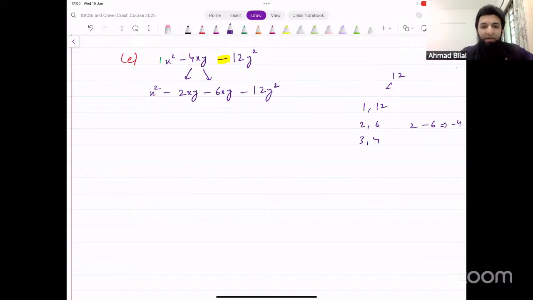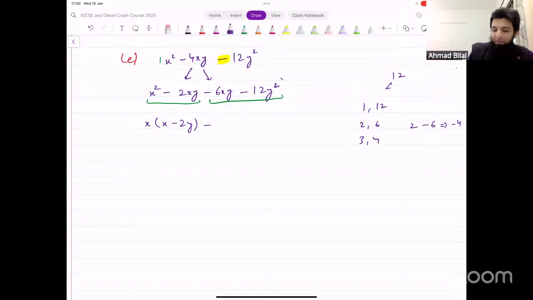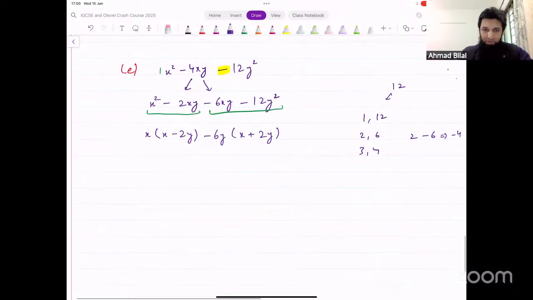And now we see, can we take anything common from the first two terms? And can we take anything common from the last two terms? Just like before. From the first two terms, we can take x common. That leaves us with x inside minus 2y. And from the third and fourth terms, we can take minus 6y common. And that leaves us with x plus 2 times y inside the bracket. Okay, sorry. This is negative. Okay, I'm sorry. I wrote this negative here. This was plus actually. So this should have been plus. So yeah, x plus 2y.